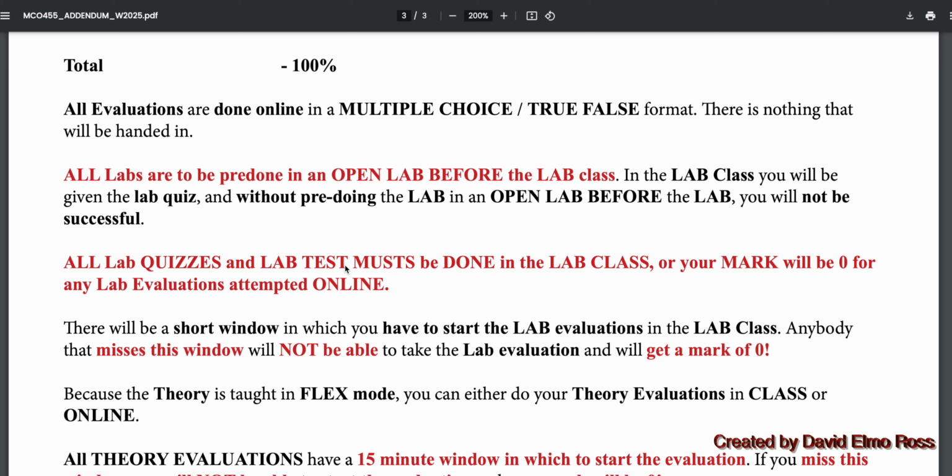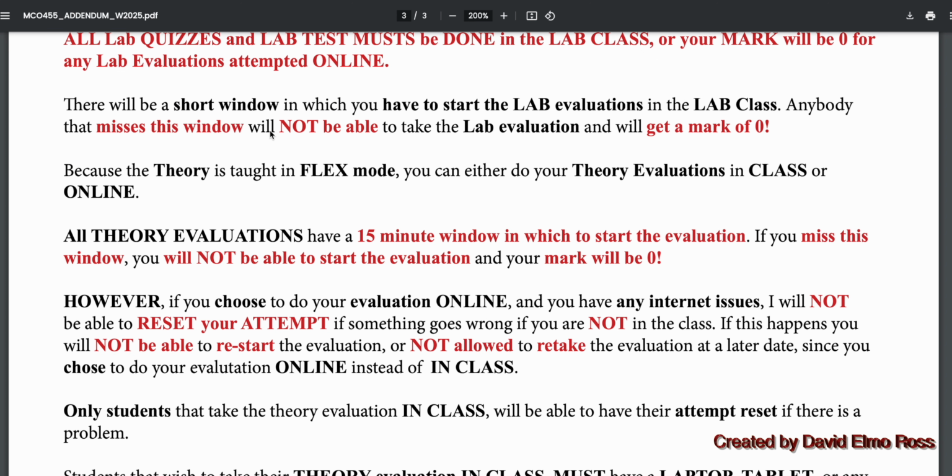All lab quizzes and lab tests must be done in the class or your mark will be 0. If you try to do it online, you will be given a 0, as I mentioned. There's a short time in which you have to start the lab evaluations in the lab class, especially the lab quizzes, because you're already in the lab class and 30 minutes in you're going to do it. There's only about a 5-minute window from when it opens to when it closes, so you should be there on time. And the nice thing is when you come into the lab quiz, you have 30 minutes to go over any problems that you've had with that lab, with the instructor or your fellow students, and then you have the ability to then do the lab quiz itself.